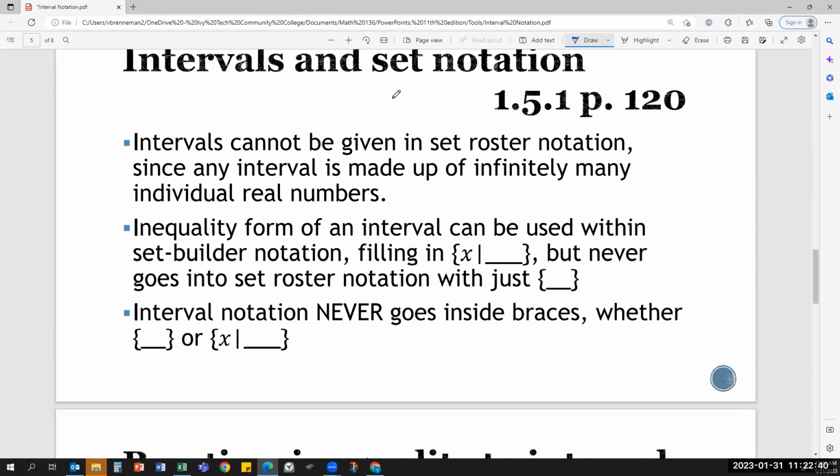So you have the curly braces with the x and the vertical bar, and you'd fill in that blank with the inequality. You would never put an inequality into just curly braces that don't have the x and the vertical bar. And interval notation, with the parentheses and the square brackets, never goes inside braces of any form.